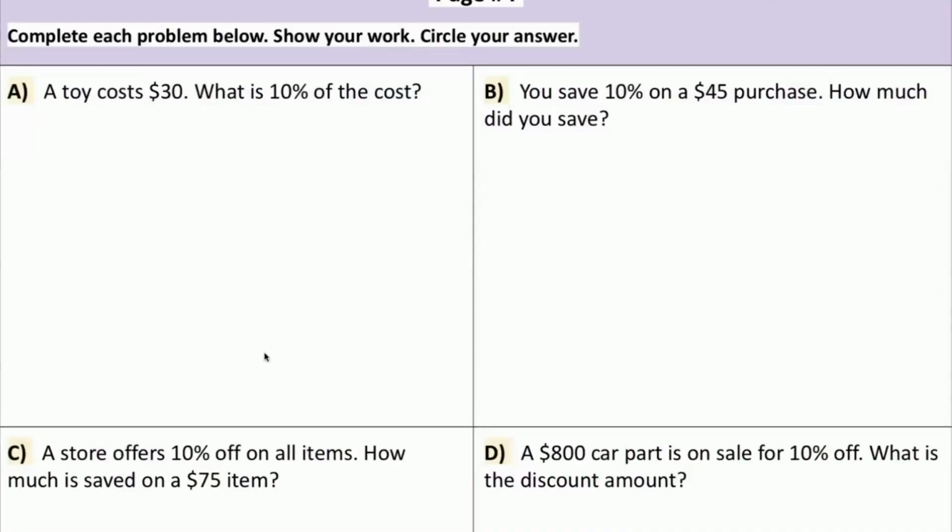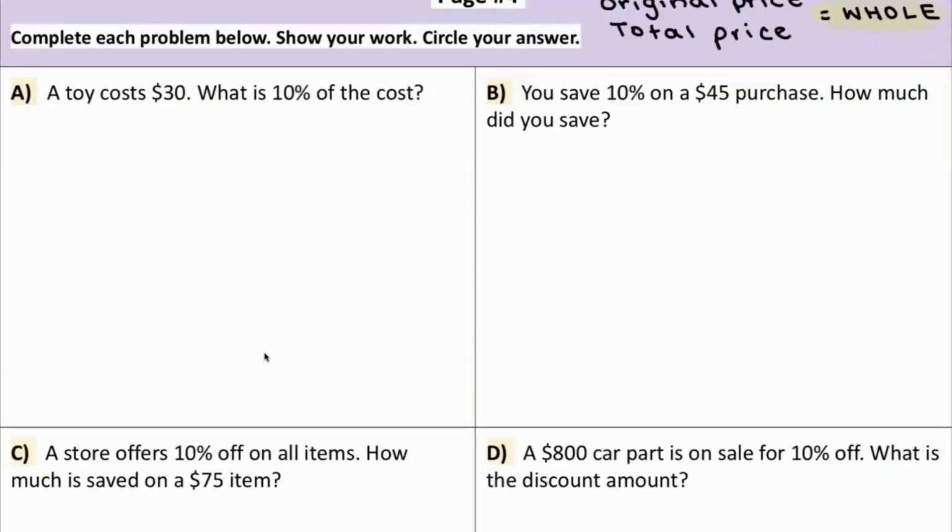Let's take a look at page 4. Now, I briefly mentioned this before, but I do want you to write it at the top of page 4. If we have the original price or the total price, that is the whole. So I want you to write this down at the top. And we're going to take one more note at the top.